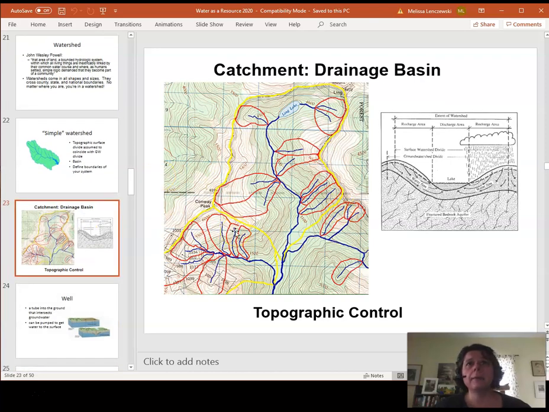A lot of times we can also look at catchment basins. So right here would be the watershed, and then we could have these little watersheds, and this whole catchment basin contains all of these watersheds, and then it has one discharge point. So you can have small watersheds inside of a drainage basin area. So here's a watershed, here's a watershed, here's a watershed, but then we can have these bigger areas. And a lot of times we use topographic control just because water is going to flow from the high to the low points.